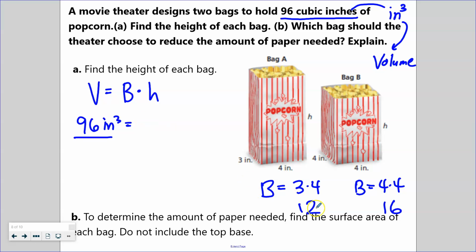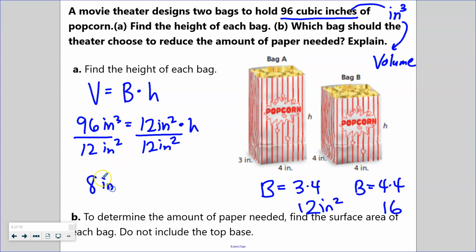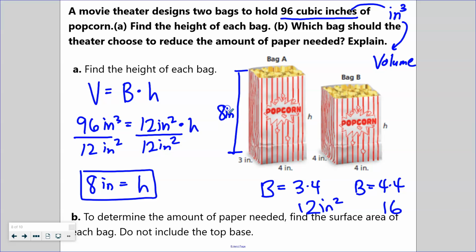Right? Because this is 12 inches squared, because it's area, so 12 inches squared times the height. So when we divide by 12 inches squared, when we divide exponents, we actually subtract. So this would be 3 minus 2, and that leaves us with 8 inches, which would be our height, and that's what we're actually looking for there. Because height is going to be in inches. So this would be from here to here, 8 inches.